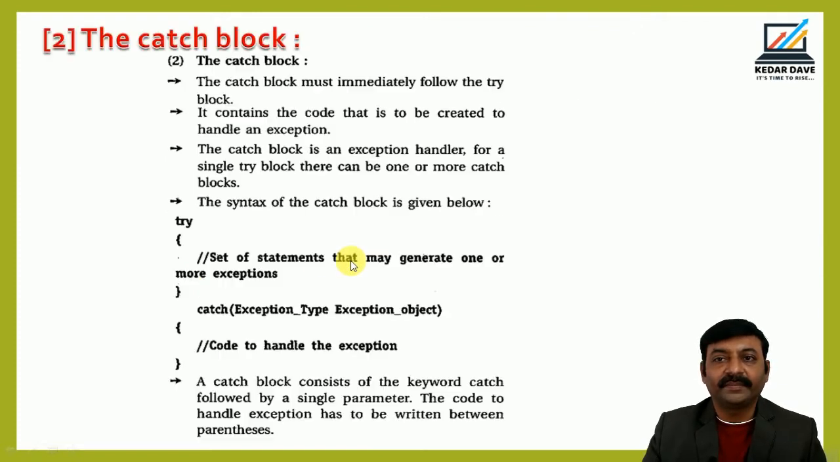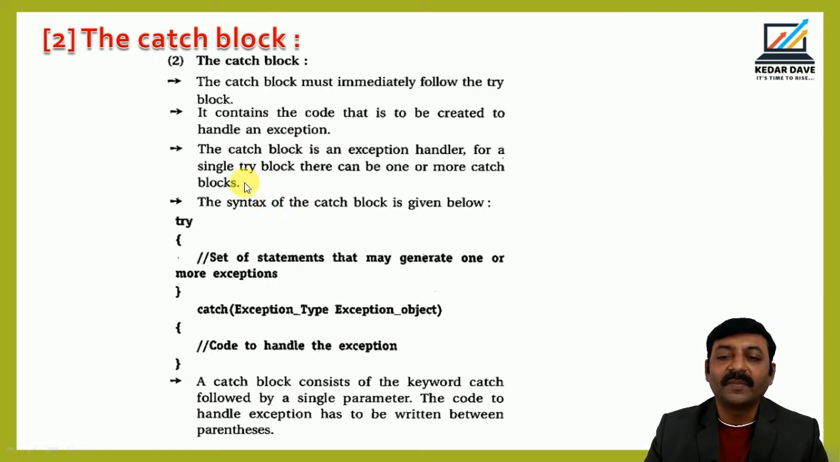Next one is the catch block. What is in the catch block? The catch block must immediately follow the try block. It contains the code that is created to handle exceptions. If you want to handle the exceptions or error conditions, then we use this catch block. The catch block is an exception handler for a single try block. There can be one or more catch blocks, as per the Java program.